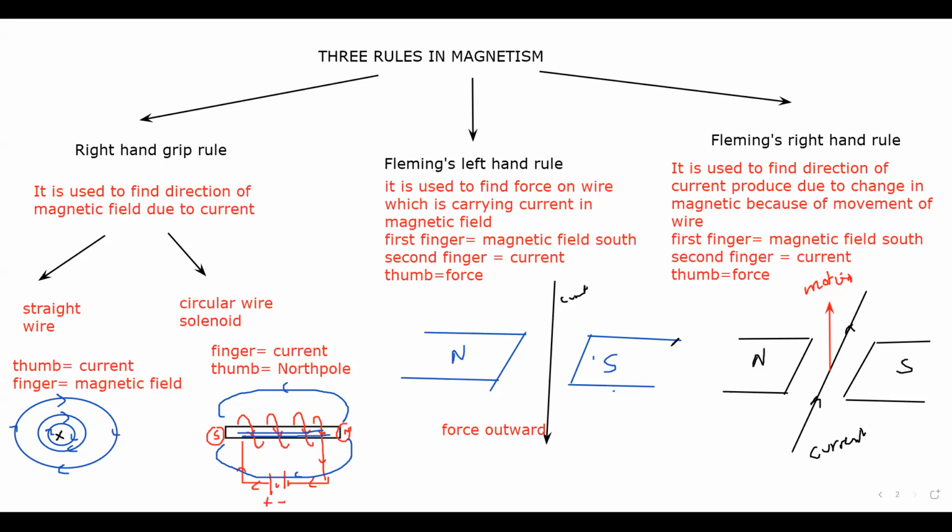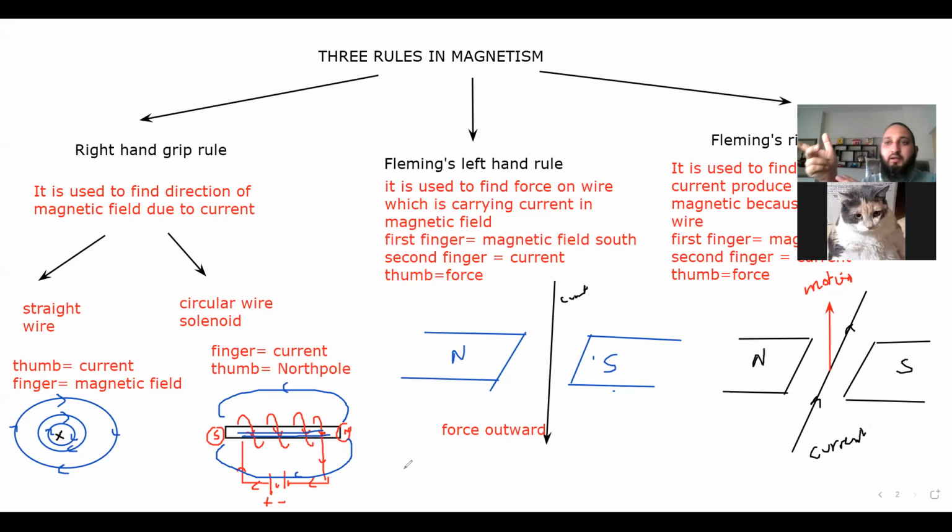Is it clear? The three rules in magnetism: the right hand grip rule, Fleming's left hand rule, and Fleming's right hand rule. The last one: your first finger points towards south, use the right hand. First finger points towards south, the south is towards the right. The thumb represents the motion of the wire, because this wire is moving up.